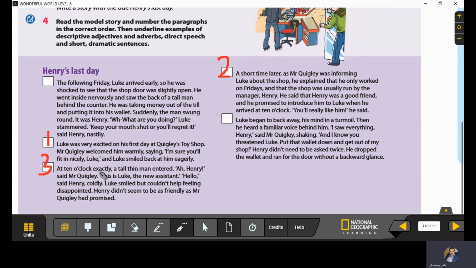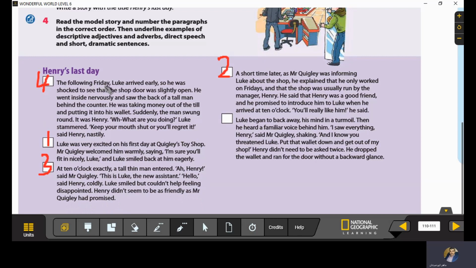At 10 o'clock exactly, a tall, thin man entered. "Ah, Henry," said Mr. Quigley. "This is Luke, the new assistant." "Hello," said Henry coldly. Luke smiled but couldn't help feeling disappointed. Henry didn't seem to be as friendly as Mr. Quigley had promised. This one should be number 4.